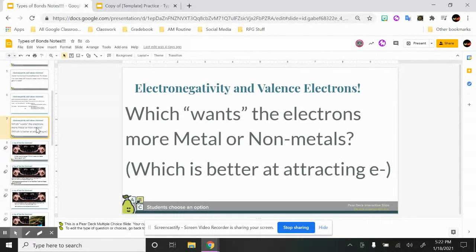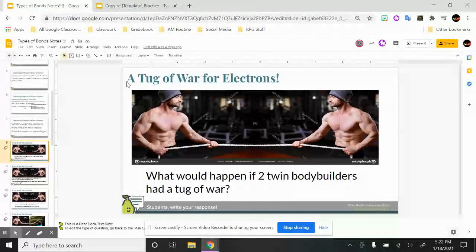Now, I want you to think about this little story for a minute to help you remember the types of bonds. So we're going to have a little tug-of-war competition. So our first tug-of-war competition is between 2 twin bodybuilders. Now, when these bodybuilders go to do their tug-of-war, they're both just as strong as each other. So when they go to pull on that rope, it's not going to go anywhere. It's going to be stuck right in the middle because they're both pulling with the same strength.